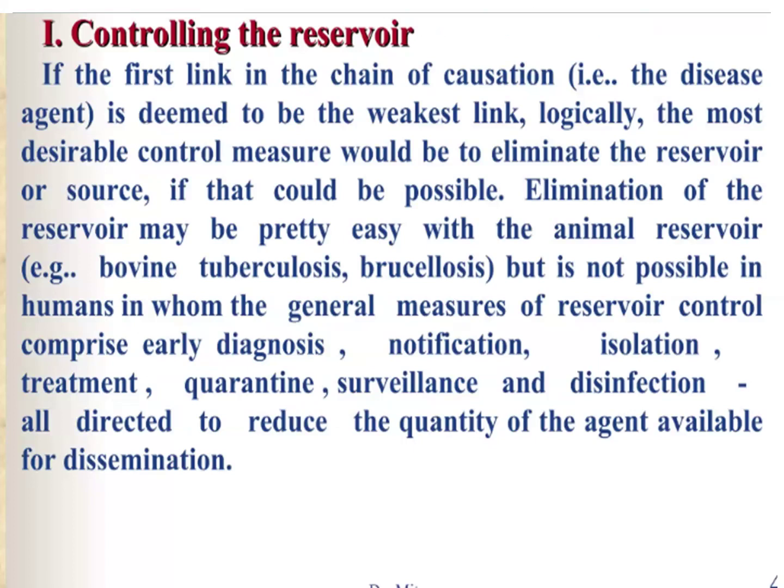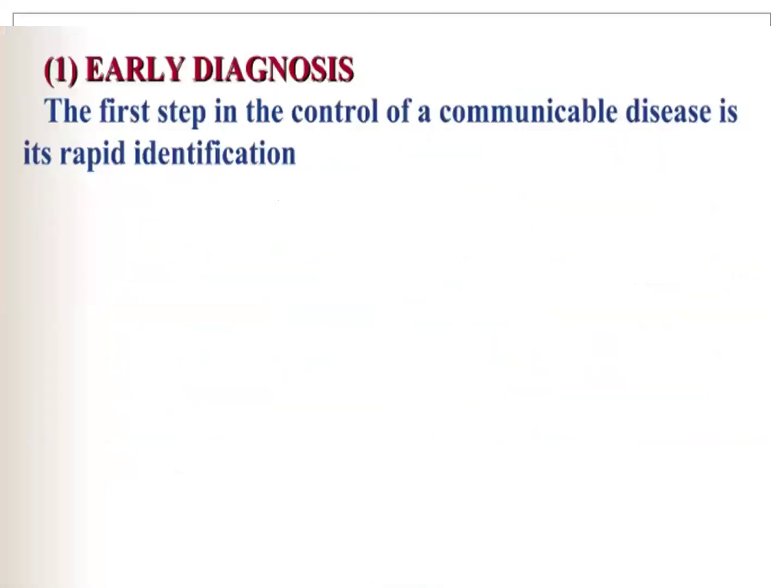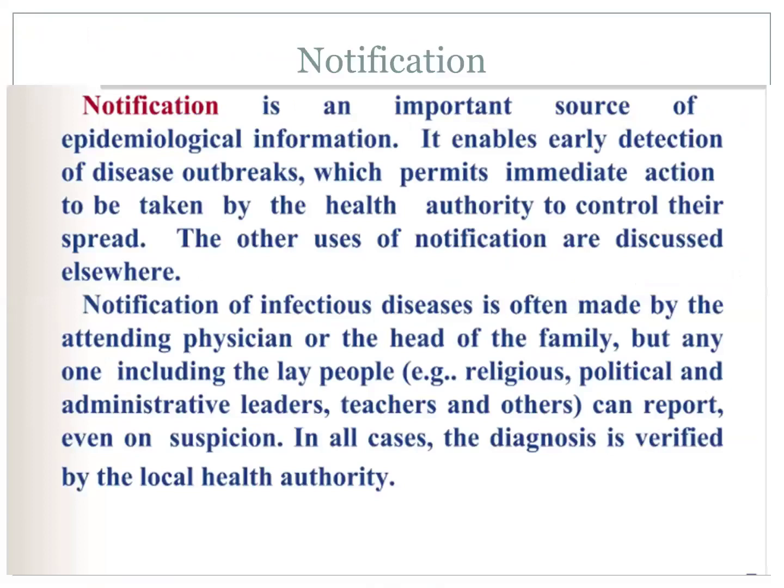It is relatively easy in the animal reservoir like bovine TB, but not possible in humans, in whom the general measures of reservoir control comprise early diagnosis, notification, isolation, treatment, quarantine, surveillance, and disinfection. These are all directed to reduce the quantity of agent available for dissemination. Then early diagnosis is very important in control of communicable diseases. Notification is an important source of epidemiological information.